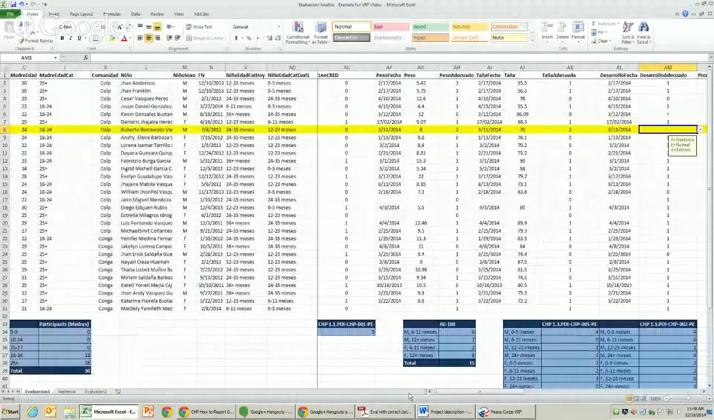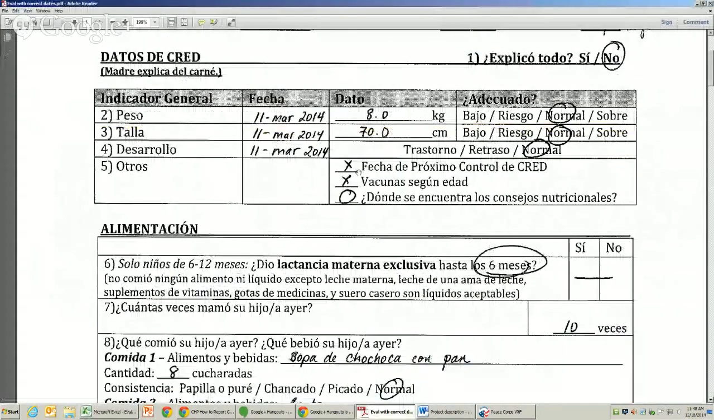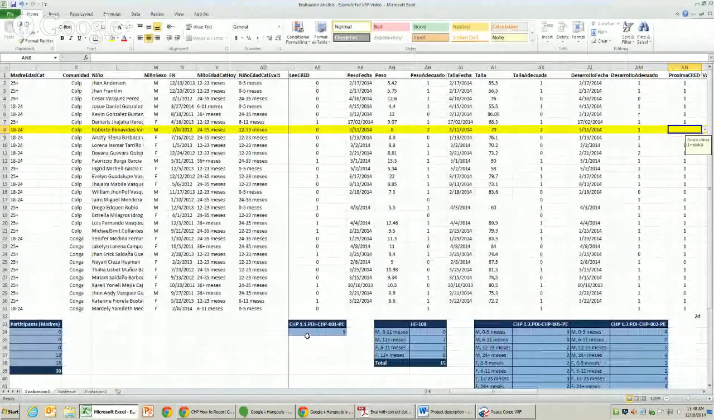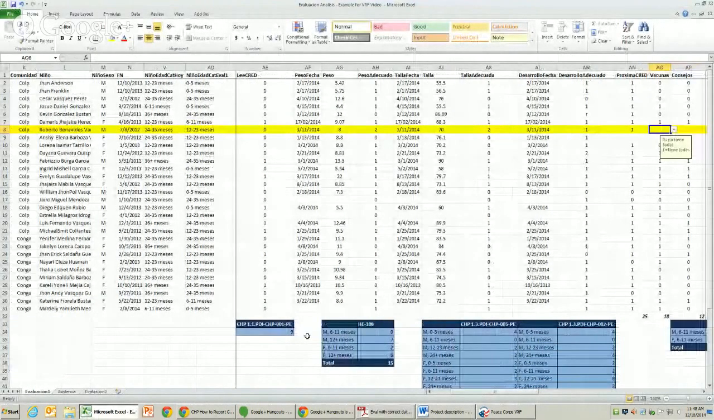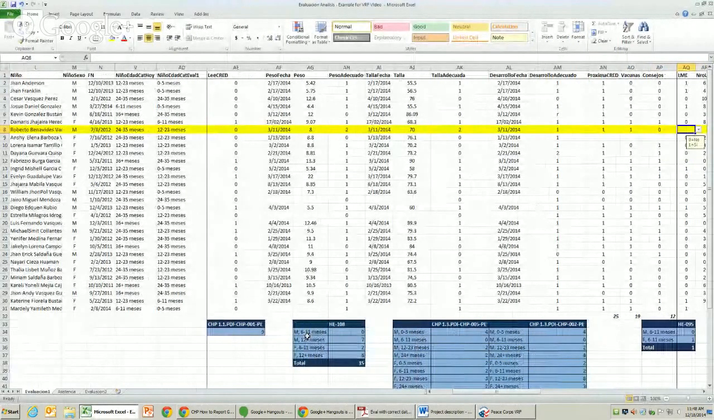The desarrollo was done on the same day. It was normal, and then she could do the first 2 things of the others and not the third. So we've got normal. She could find the date for her próxima CRED, find the vacunas, and could not find the consejos nutricionales. Looking at leche materna.